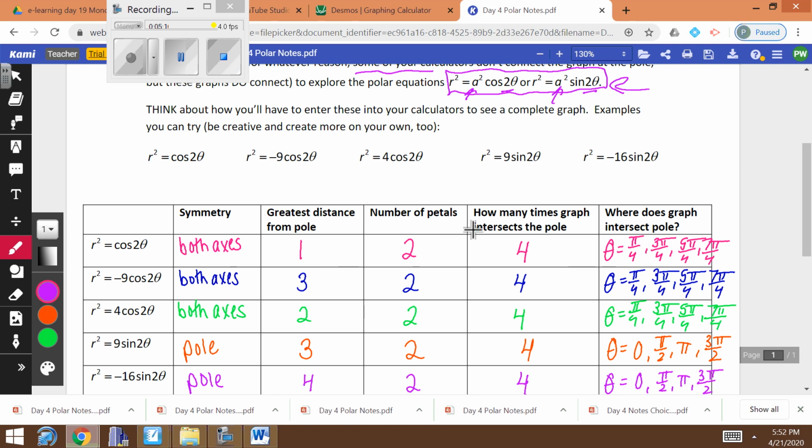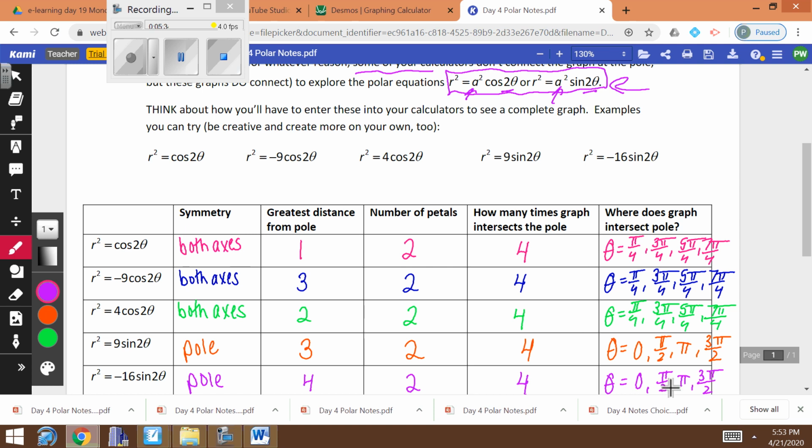If you notice, the shape of all of these were figure eights. Sometimes I've heard people say lemniscate, figure eight. They have that figure eight shape to it. They rhyme like that. Some people also say they look like infinity graphs, just that connected eight shape along the way. So they all have the two petals, and they actually all do intersect the pole 4 times.